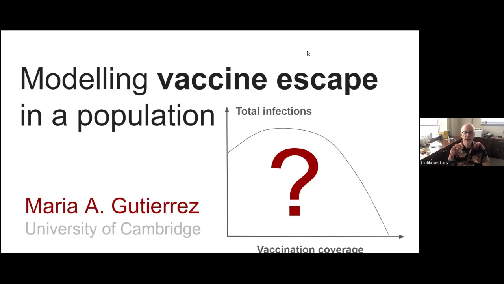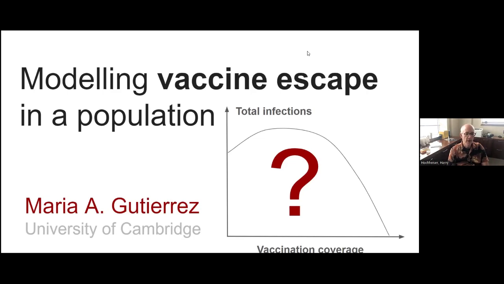Maria is a final year PhD student at the University of Cambridge in the UK, where she studied mathematics as an undergraduate and also completed a master's degree. She's based in the Department of Applied Math and Theoretical Physics, and her PhD work is funded by a Gates Cambridge scholarship. She's going to talk to us about a topic that I think is definitely of interest to folks building models, this notion of vaccine escape.